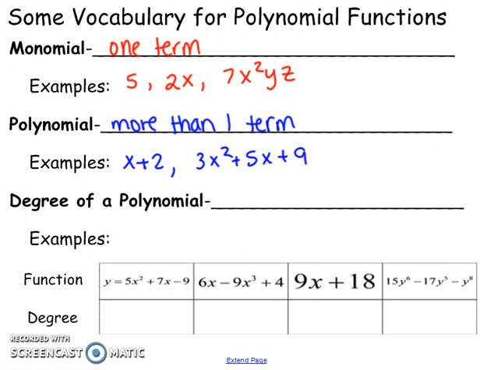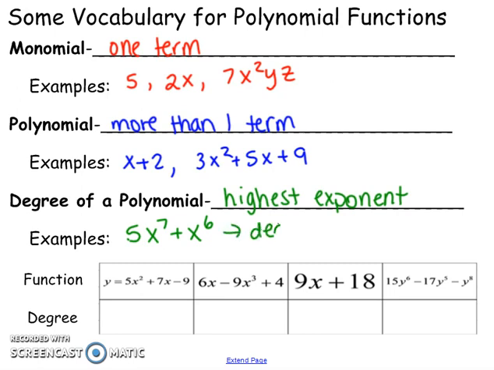The degree of a polynomial is the highest exponent. So when we talk about the degree, we talk about the highest exponent. So there could be multiple exponents, but the highest one is going to be the degree. So an example would be if I had 5x to the 7th plus x to the 6th. There's two exponents there, the 7 and the 6. The highest one is going to be our degree. So here our degree would be 7.